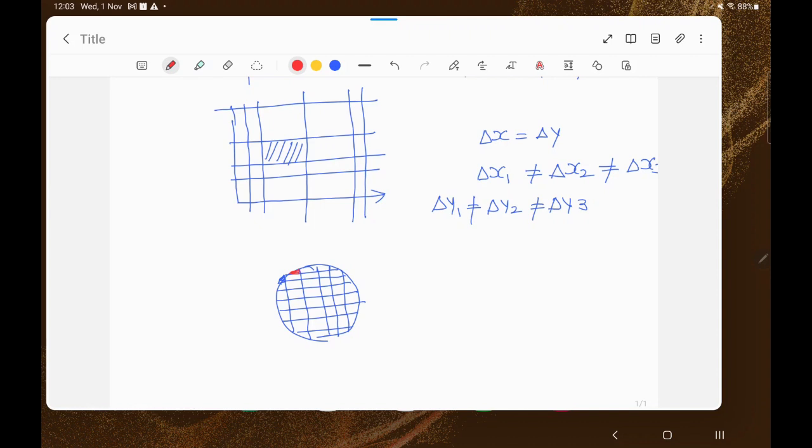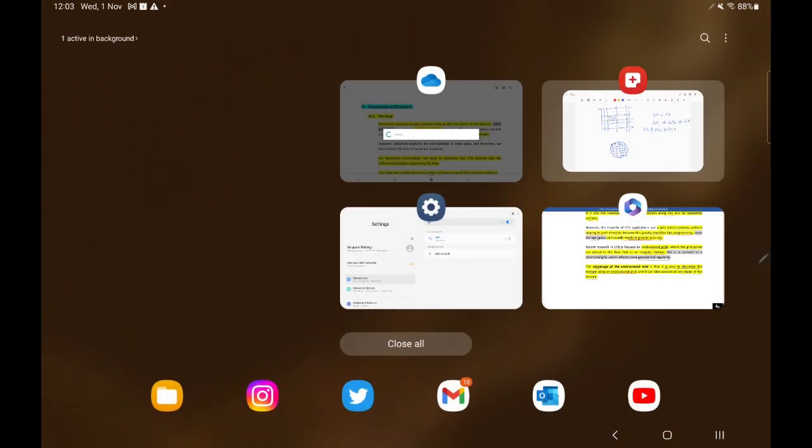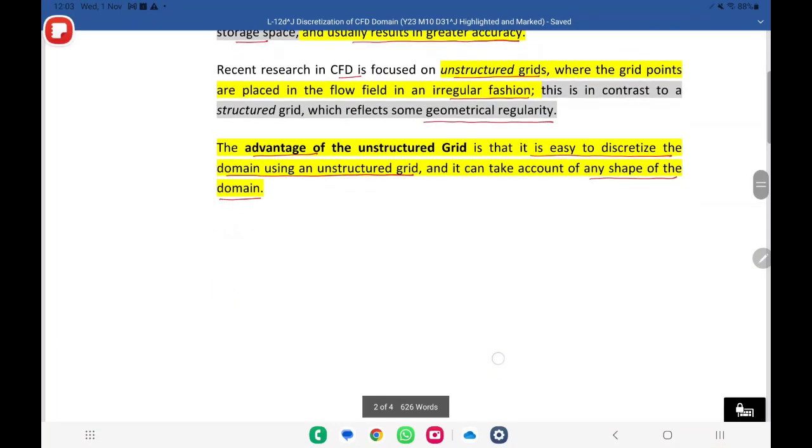Okay? So, this can be a mix of structured and unstructured grid. No harm. You can have it like that also. But you have entered into unstructured grids. Okay?